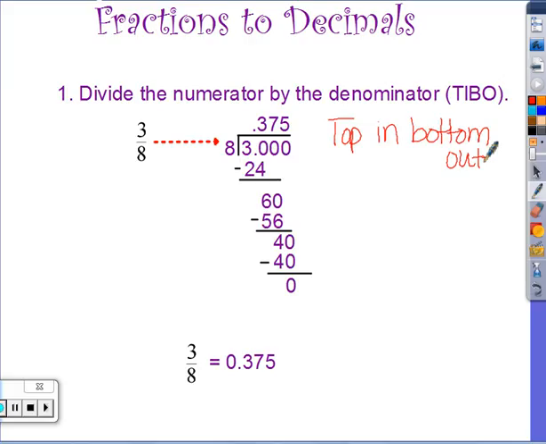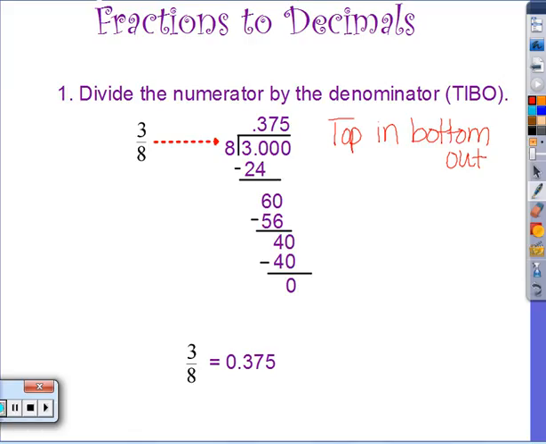So here we take our numerator, which is our 3. It's going to go inside our house. And then we have our 8, which is our denominator, and it's going to go outside. So we have our dividend and our divisor, and we're just going to simply divide. Remember to add your decimal and your zeros. And here we have that 3/8 is going to give us 375 thousandths.